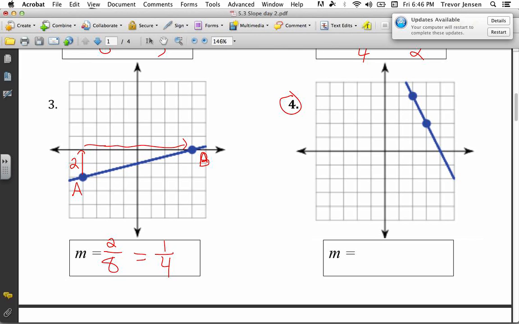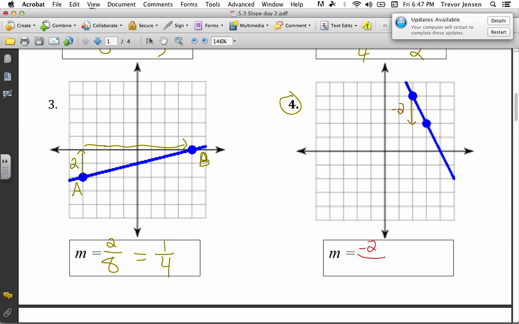So to calculate the slope, I need 2 points on the line. Any 2 points will work, but it gives me 2 points, so I'll use the 2 points it gives me. The rise is the vertical distance between 2 points, so it goes down 1, 2. I know going in the downward direction gives me a negative rise, so my rise is negative 2.